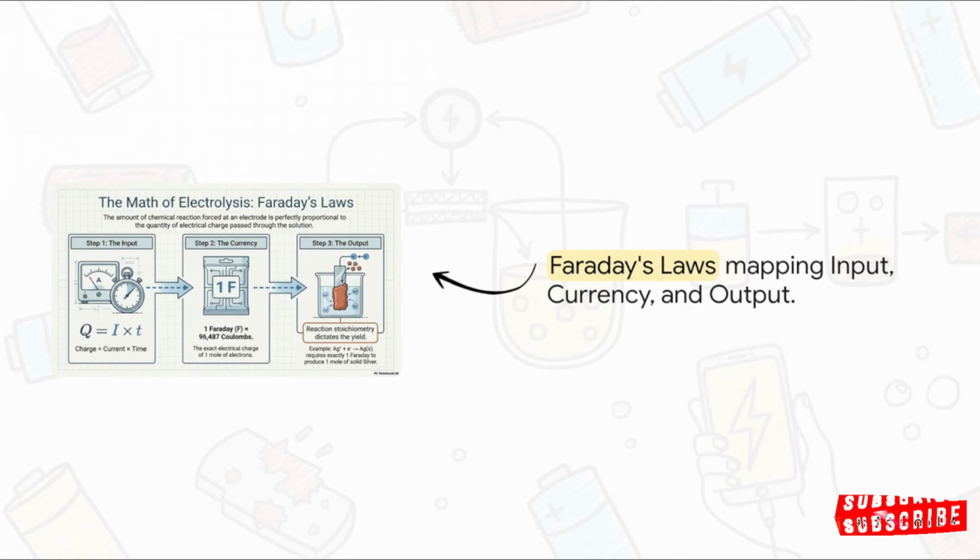Now, what if we're the ones forcing the reaction? Let's say we want to find out exactly how much solid chemical product we get from a forced electrical input. Like maybe we want to electroplate solid silver onto a piece of jewelry. For that, we rely on Faraday's laws. Michael Faraday discovered this amazing rule. The amount of chemical reaction is perfectly proportional to the sheer quantity of electrical charge you pump through the solution.